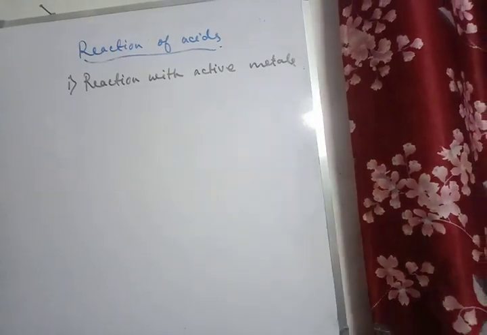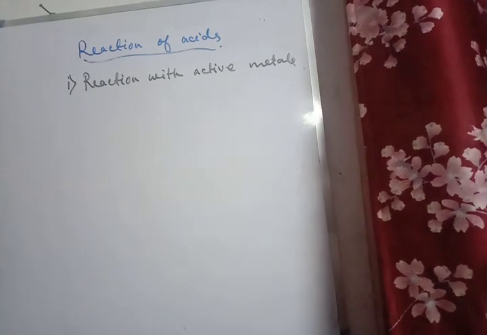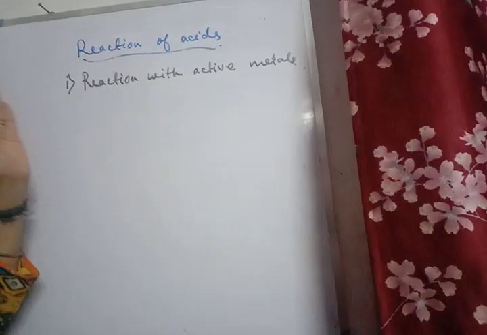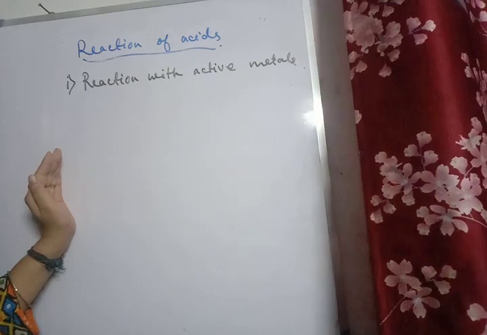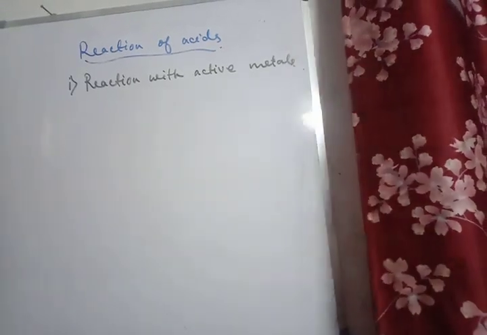We are going to do reactions of acid. First one is reaction with the active metals. Before doing the reaction, you need to know that this reaction is a property of only the dilute acids and not concentrated acids. Active metals are the metals which are present above hydrogen in the activity series.